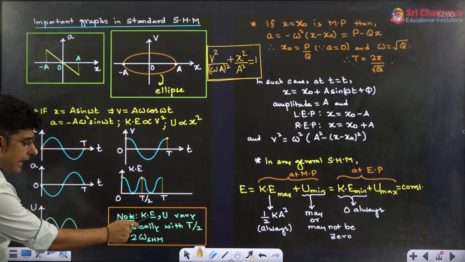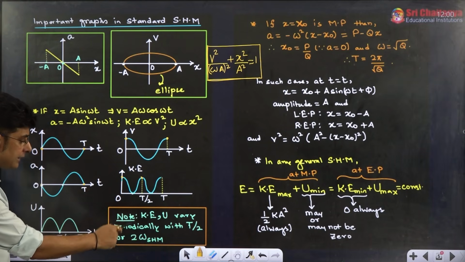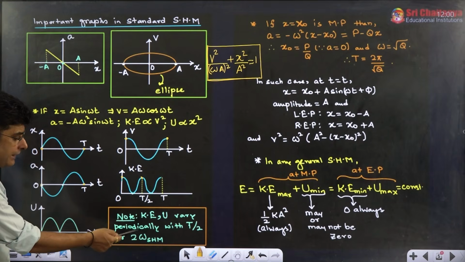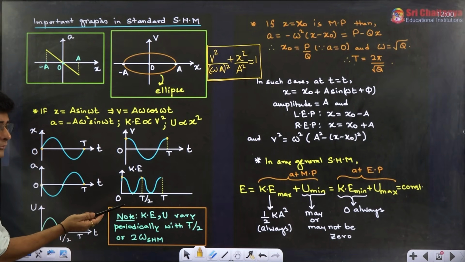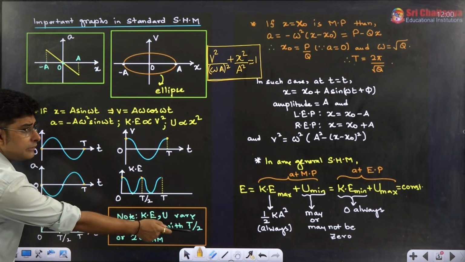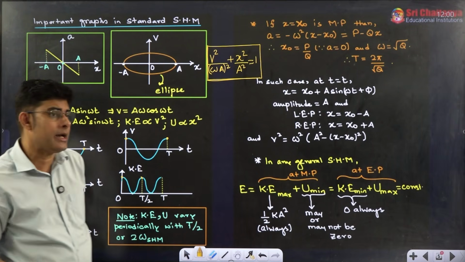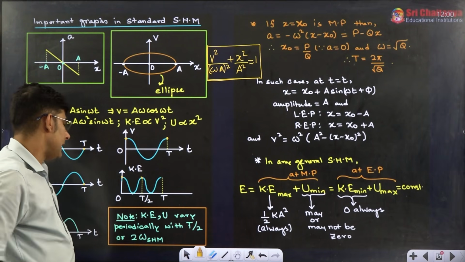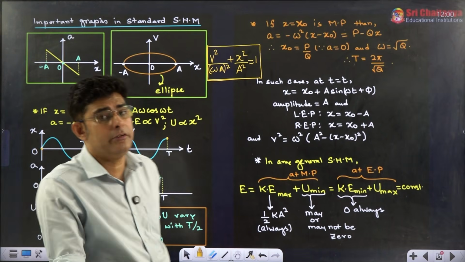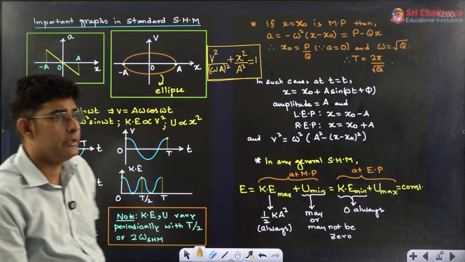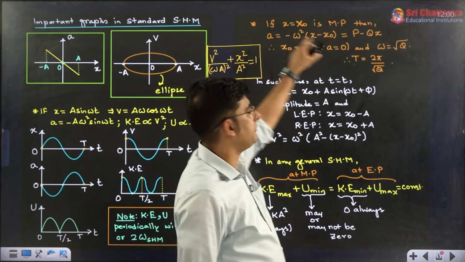Means the kinetic energy and potential energy will vary periodically with double the frequency of SHM. So the frequency of kinetic energy and potential energy will be double that of SHM, and the time period of repetition will be T by 2. So if SHM has time period T and frequency omega, then kinetic energy and potential energy will vary periodically with a time period T by 2 and frequency 2 omega. Very, very important point.